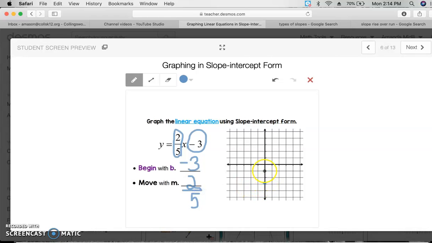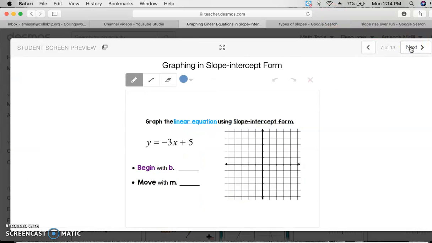So rise 2, and it's positive, so I'm going to go to the right. 1, 2, 3, 4, 5. I can imagine my line going the correct direction, so I did it right. You can always just use the button right now to connect your points, which is fine. If you want a more straight line, just use those dots there. You're going to try the next few by yourself and then just ask if you have any questions.